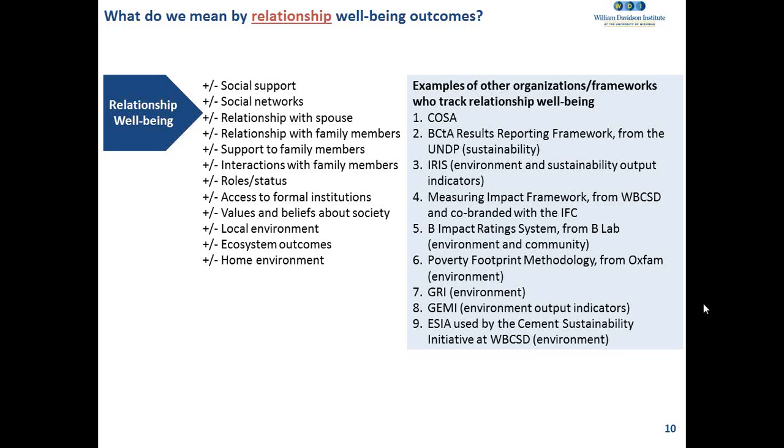The relationship dimension also includes resources that individuals can draw upon from their roles, status, and networks, as well as their surrounding environment. Such indicators include changes in access to formal institutions, so access to different services in their community, changes in their values and beliefs about society, changes in their local environment, their ecosystem outcomes, and home environment, such as the quality of their housing.